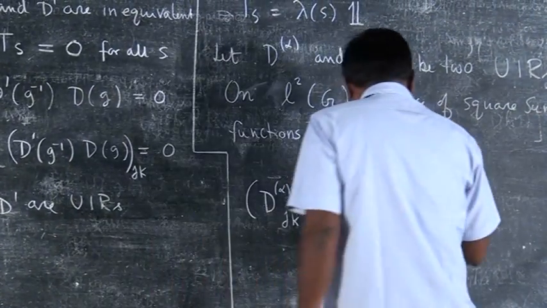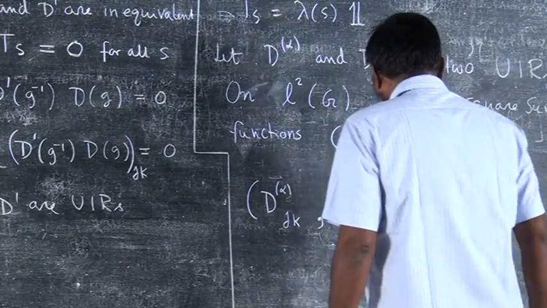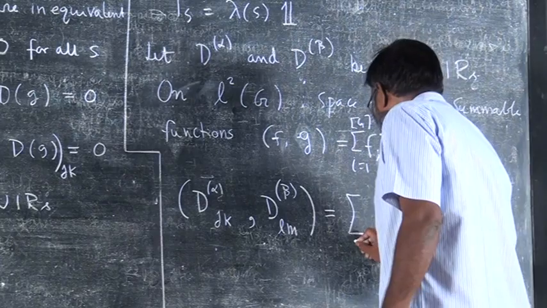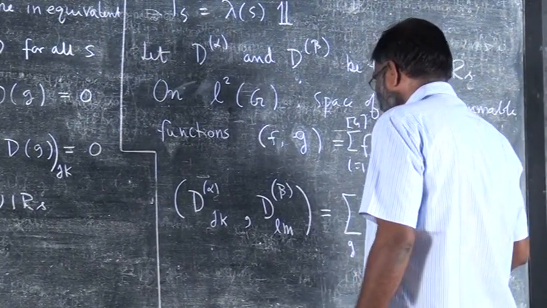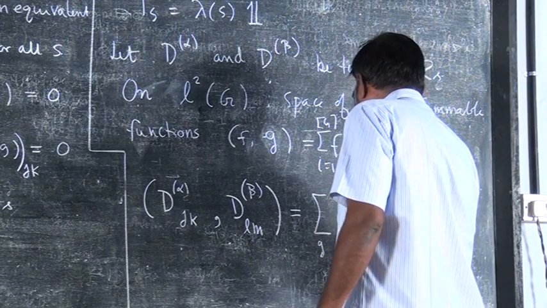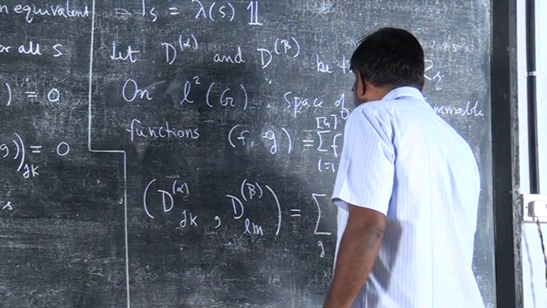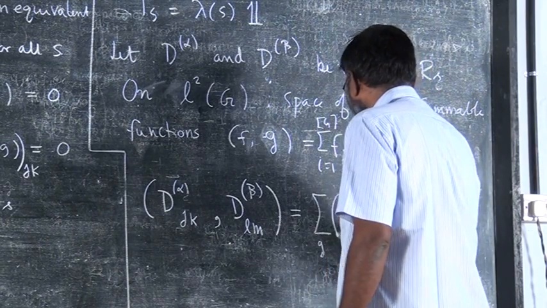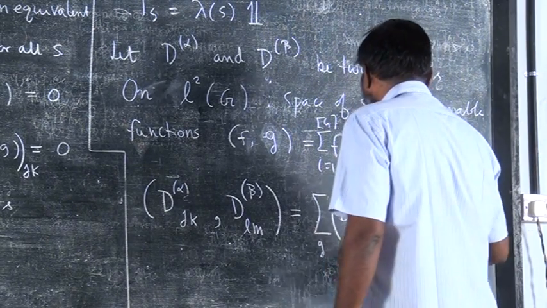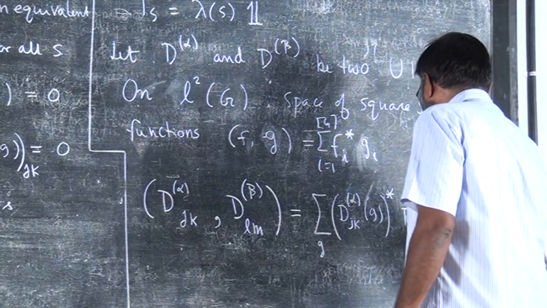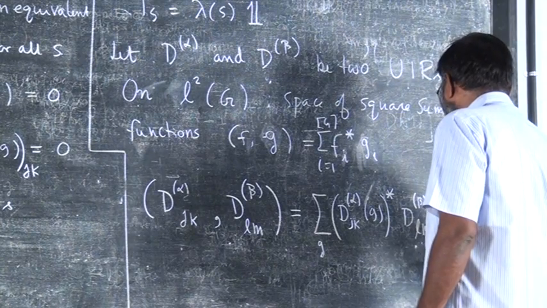This is what you get: the sum over all the group elements G of T jk of alpha into G star and d beta of Lm of G.